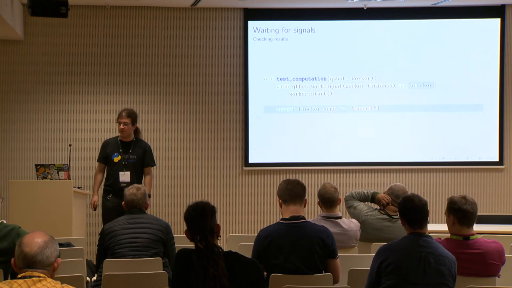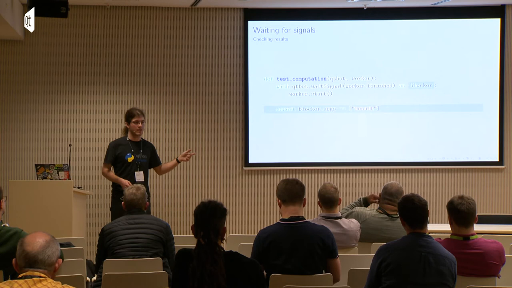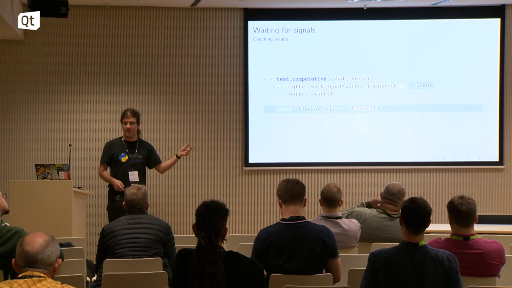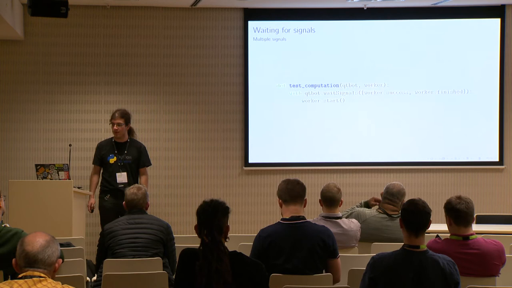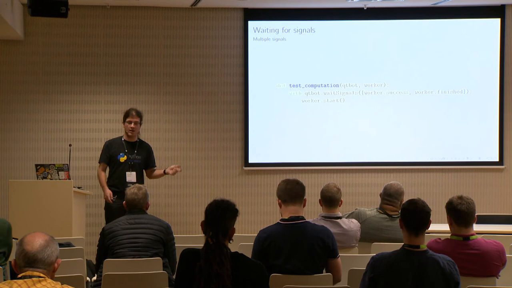You can also check what arguments the signal was emitted with by, again, capturing that signal blocker object you get from the context manager, and then checking, for example, the arguments. Quite similarly, you can also wait for multiple signals by just using wait signals instead of wait signal and giving it a list of signals. Say if you expect a success and a finished signal.